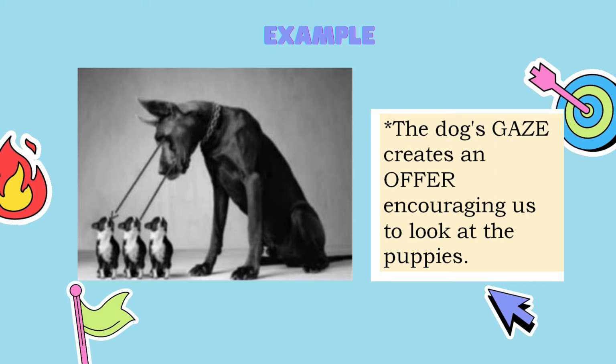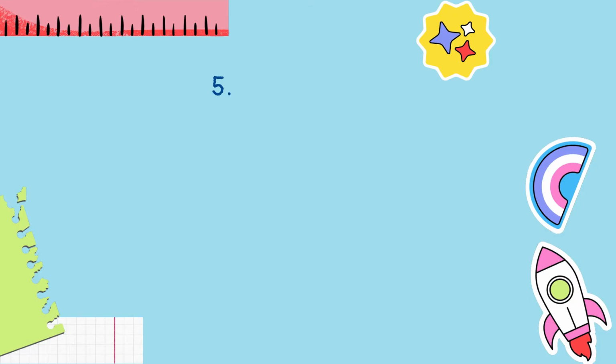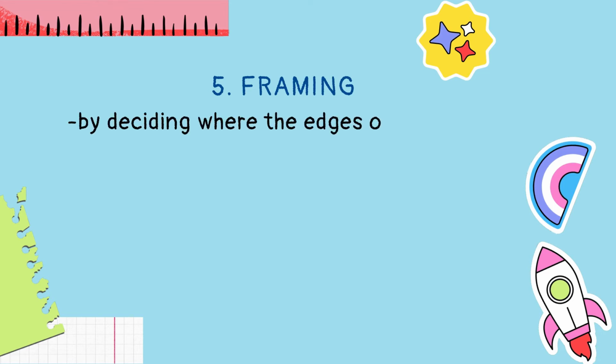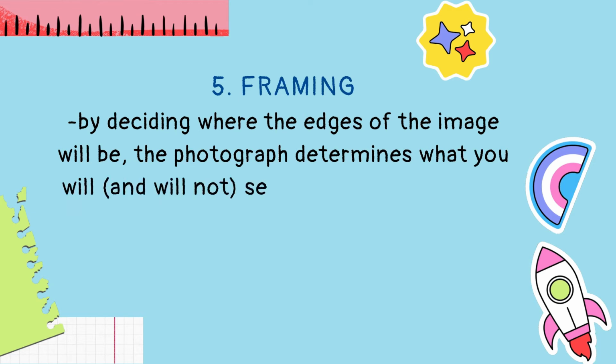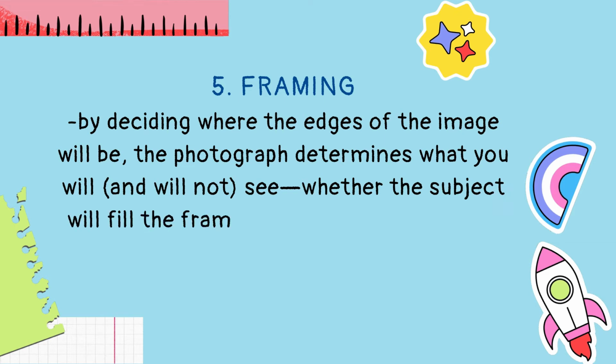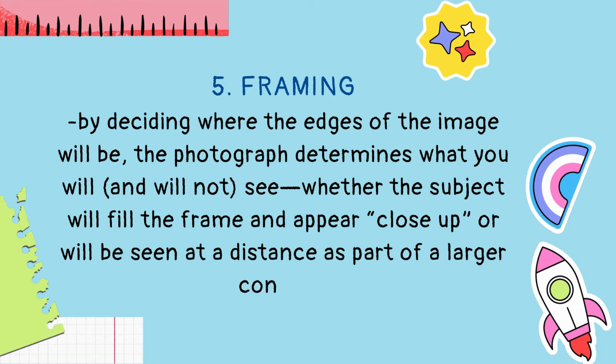And another visual element, we have framing. When we say framing, it is by deciding where the edges of the image will be. The photograph determines what you will and will not see, whether the subject will fill the frame and appear close up or will be seen at a distance as a part of a larger context. So when we say framing, it is where the image is focused on.